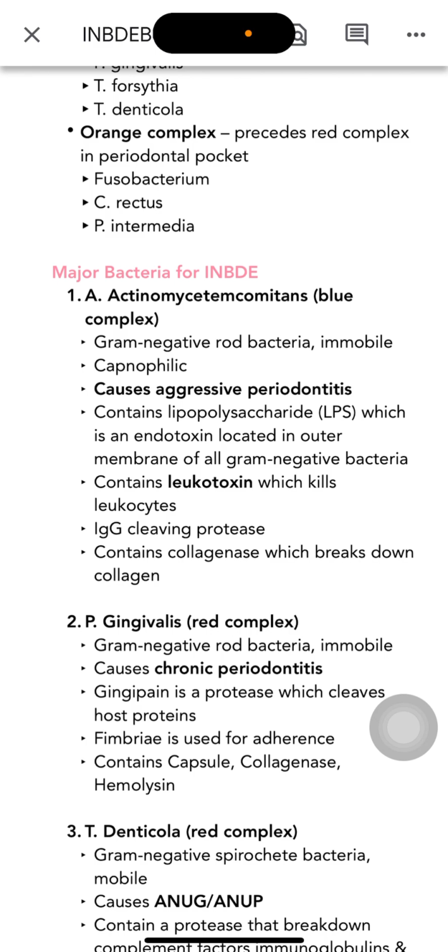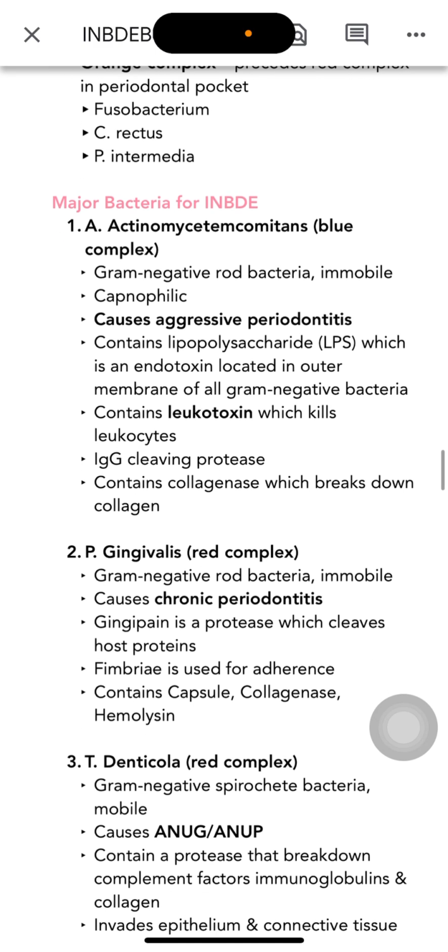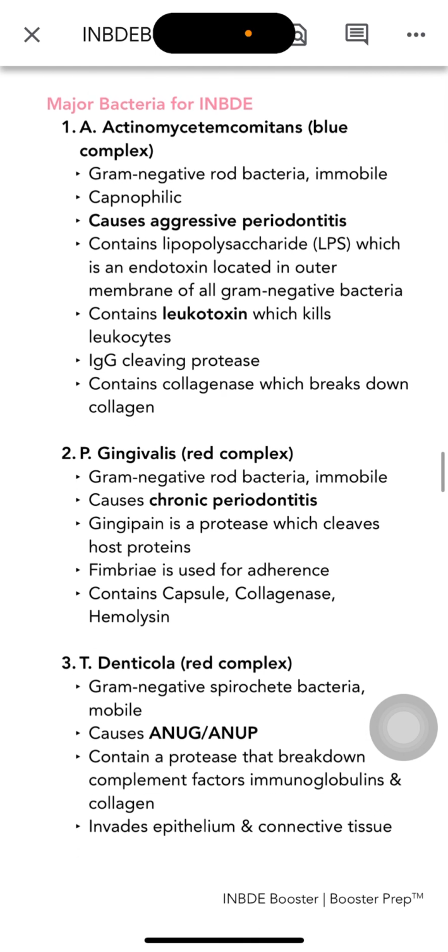Capnocytophaga causes aggressive periodontitis. It contains lipopolysaccharide, LPS, which is an endotoxin located in the outer membrane of all gram-negative bacteria. It contains leukotoxin, which kills leukocytes, an IgG-cleaving protease, and collagenase, which breaks down collagen.